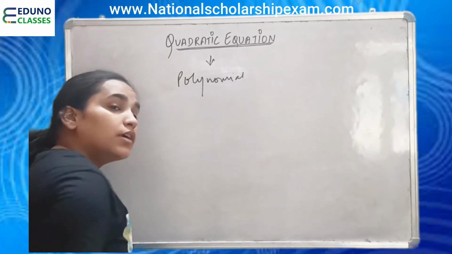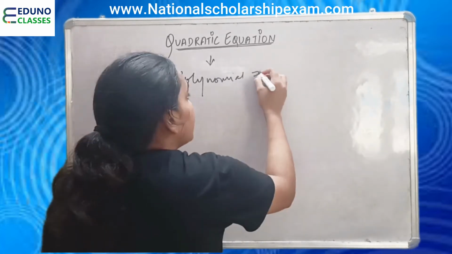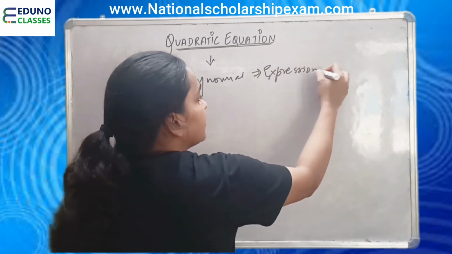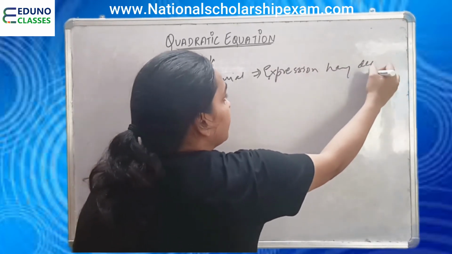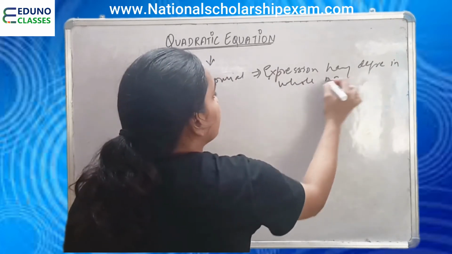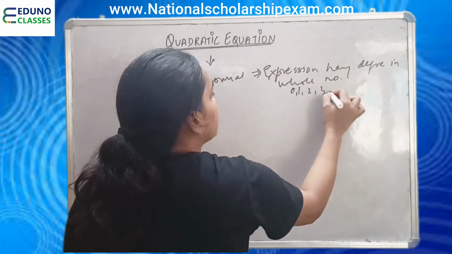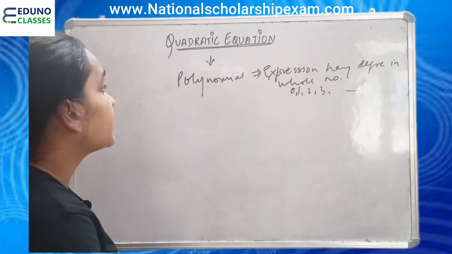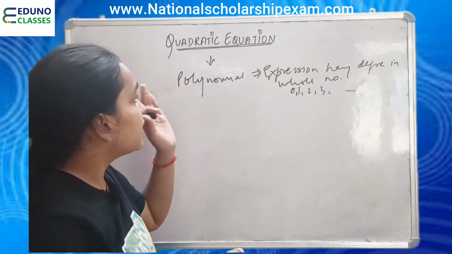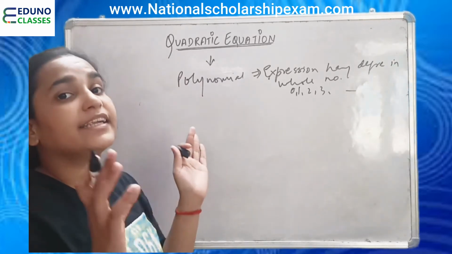Now, those of you who are asking what is a polynomial, a polynomial is an expression having degree in whole numbers. What are whole numbers? 0, 1, 2, 3 and till infinity. Now, a quadratic equation is a polynomial which has degree 2.